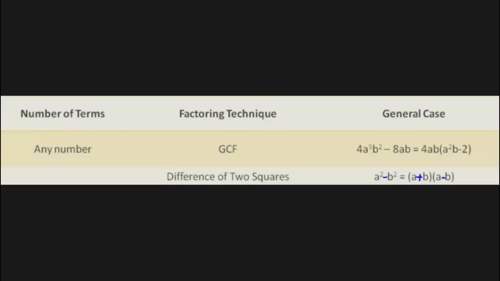We learned a technique called the difference of squares. In the difference of squares technique, you had two terms. You had a squared minus b squared, and that always factored as a plus b, a minus b.